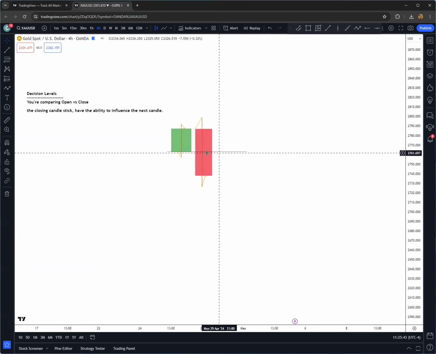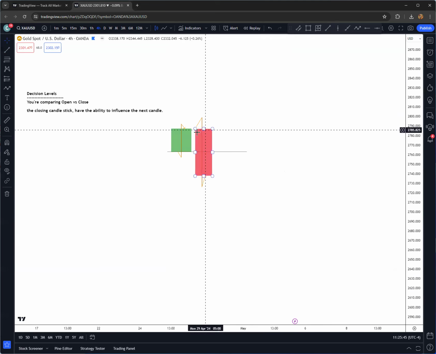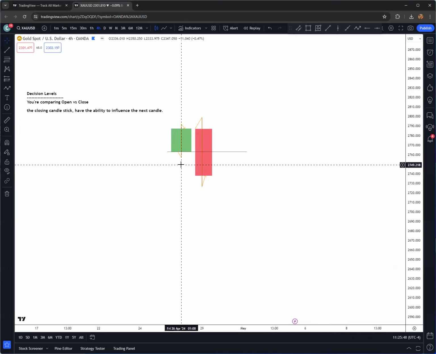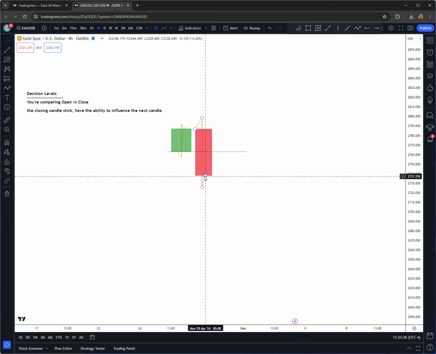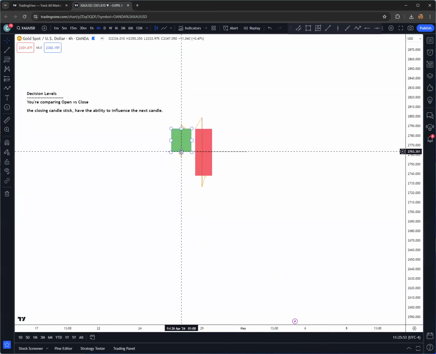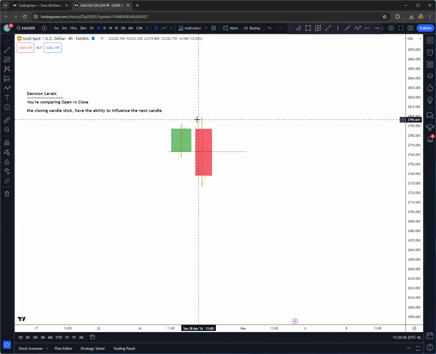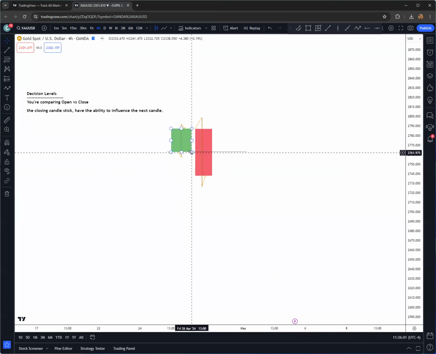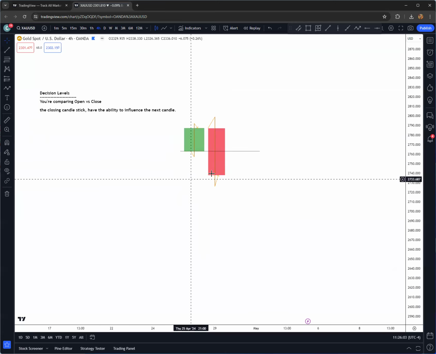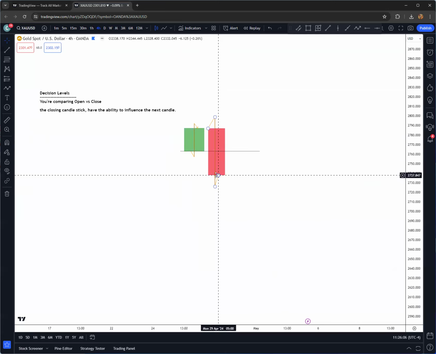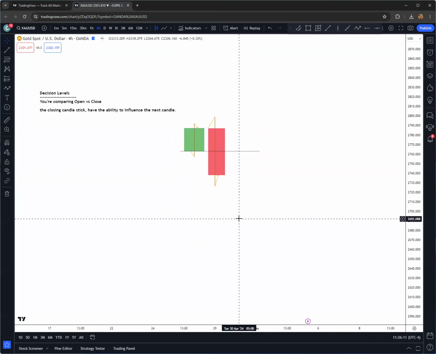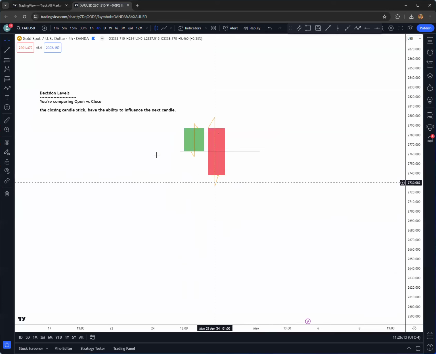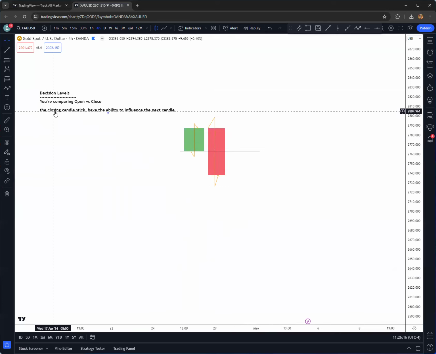It's a decision level because this is a reversal pattern. Also, because the closing of this candle is lower than the open of this candle. So a decision was made to go up here, but this one changed the direction and closed here. When you have this pattern, it means that this candlestick has the ability to influence the next candle. That's what that means.